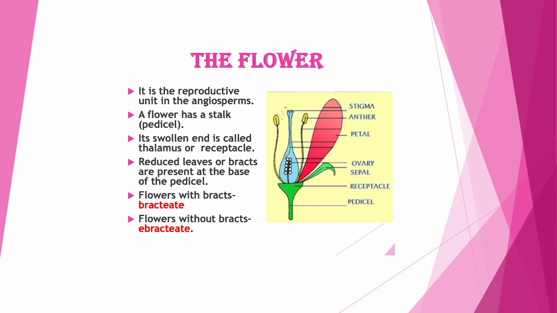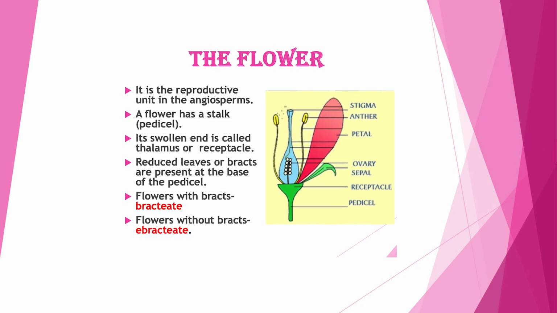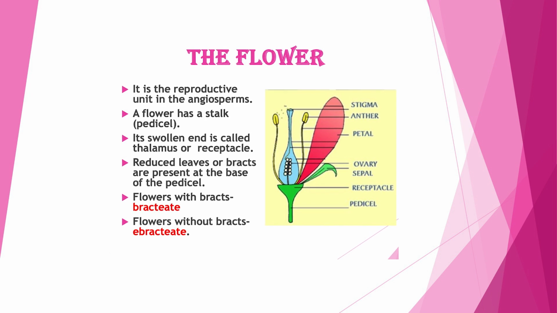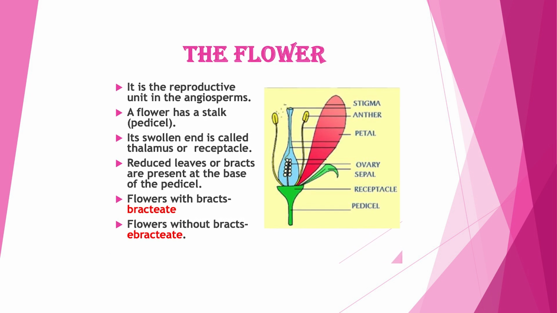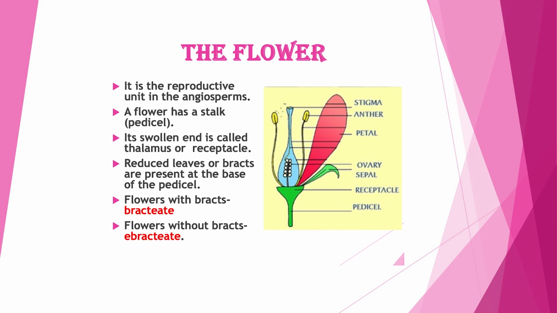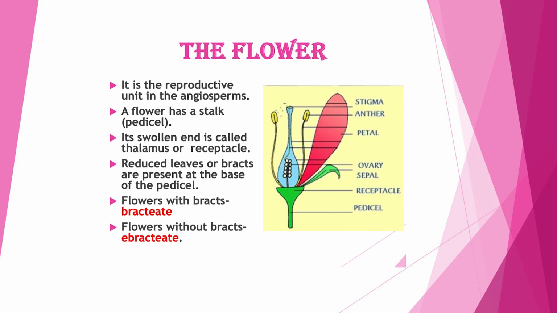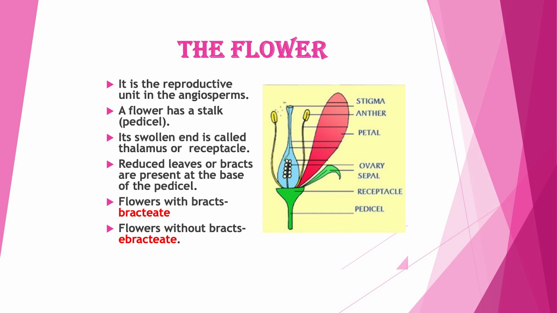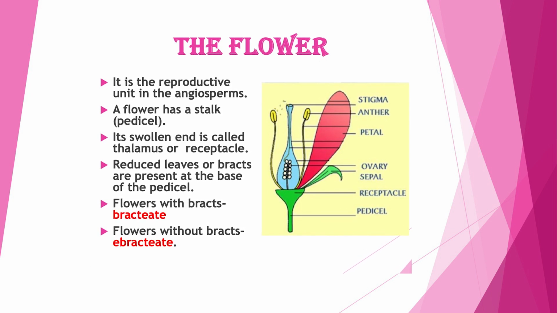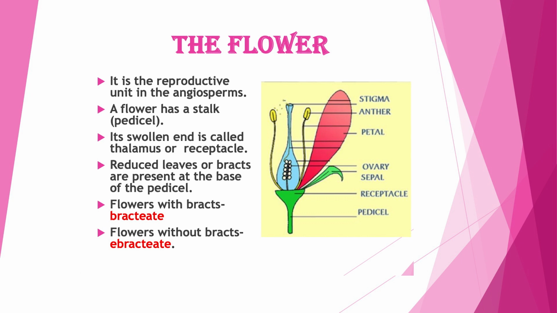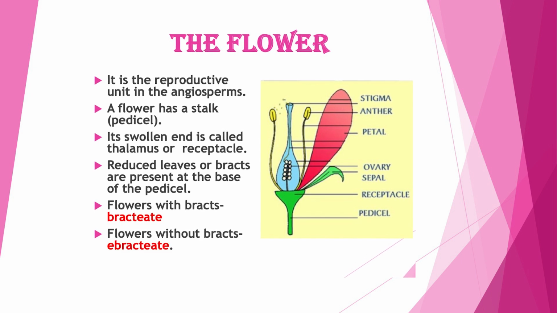Flower, as you know, is the reproductive unit in the angiosperms. It is worthwhile to mention here that none of the other divisions of kingdom Plantae bear any flowers. Flowers have a thin stick-like structure called stalk or pedicel. The swollen end of the stalk is called thalamus or receptacle.